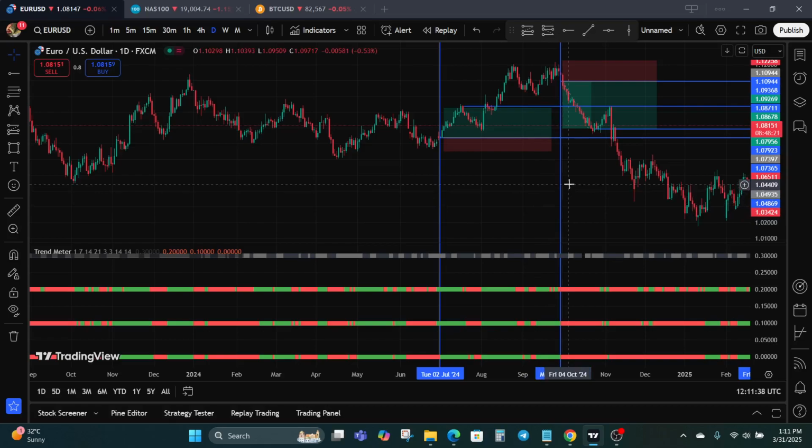Okay. Now, to maximize your success with the trend meter indicator, just follow these key steps. Ensure that you have an alignment, right? Green, green, green. Do not say that two green has appeared and the last green has not yet appeared and then you want to jump in. If you want high probability trades, just ensure that there is an alignment, okay?